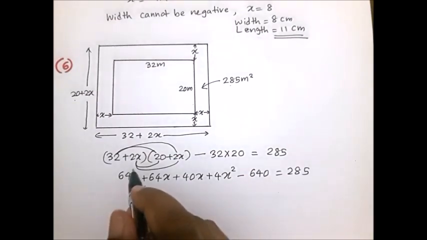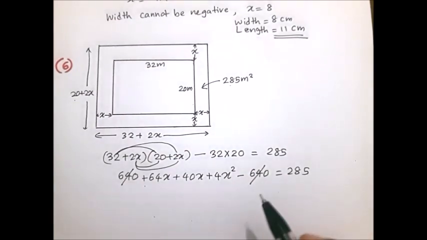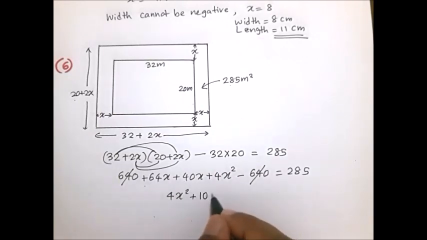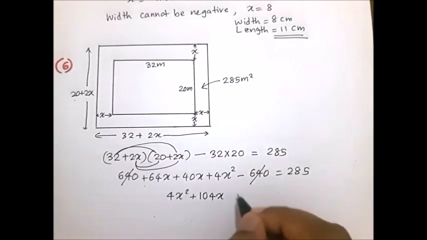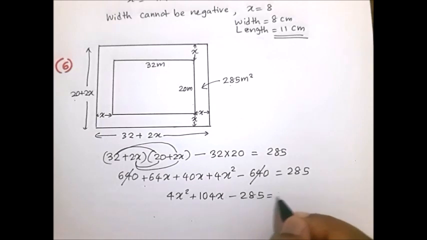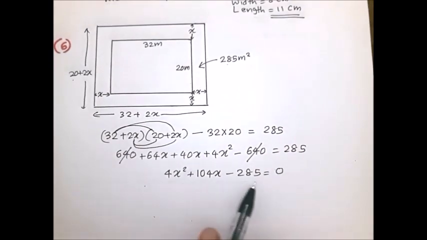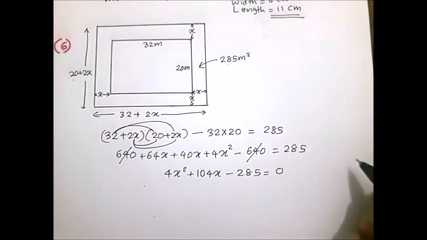Now cancel plus 640 and minus 640. 4x to the power 2. When you add these two, it is 104x. Take 285 to the left side. It is minus 285. Now you have to factorize this quadratic expression. First multiply the first term and the last term. 4 multiplied by 285, it is 1140 x to the power 2.